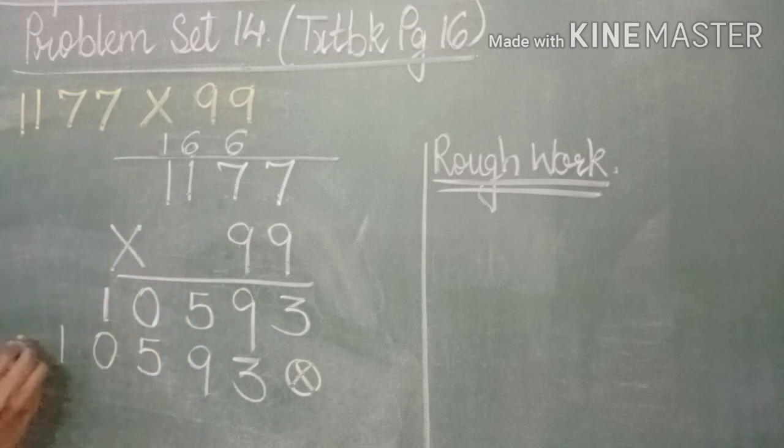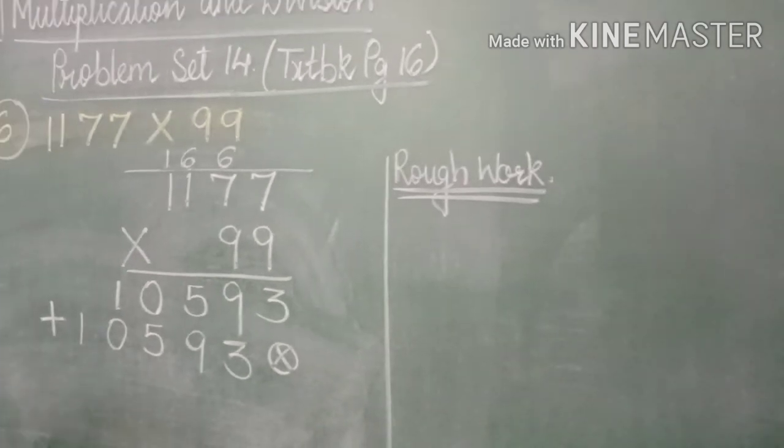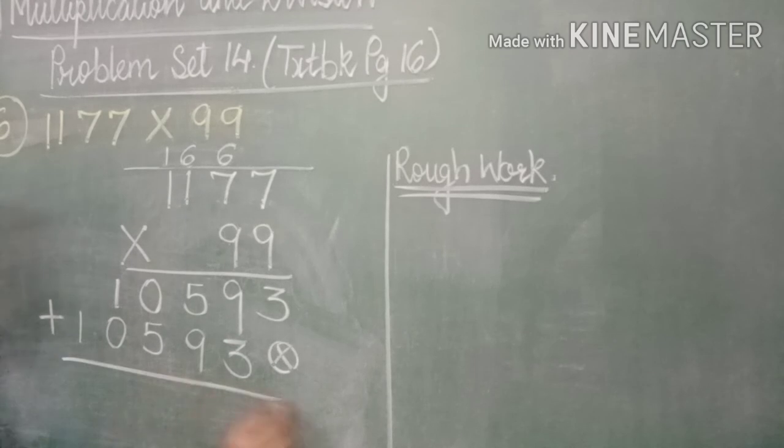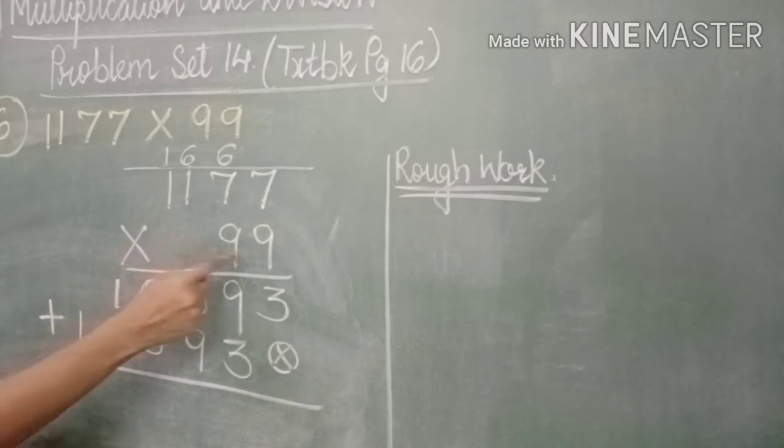Now what are we going to do? We are going to do addition, that is the plus sign. Now let's see what will be the answer. This was very easy because both the units and the tens numbers were 99.